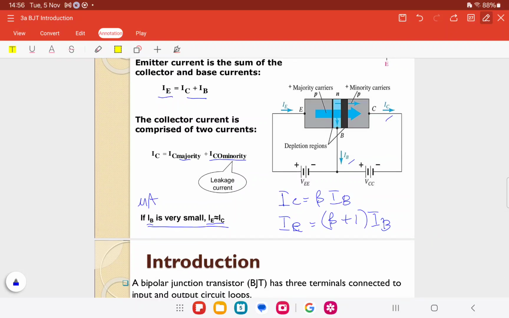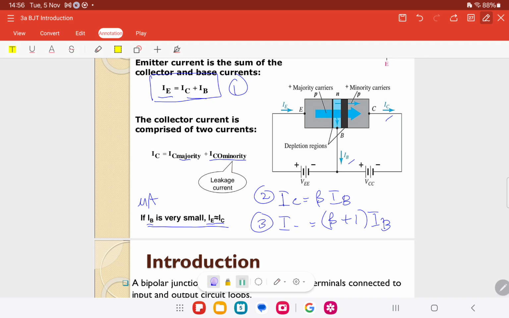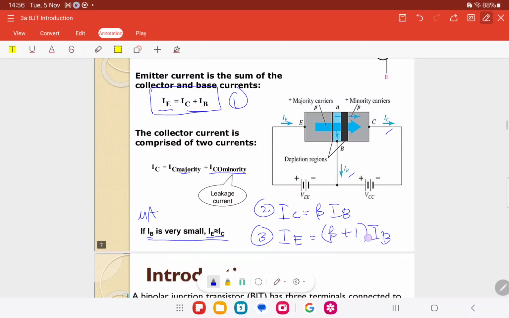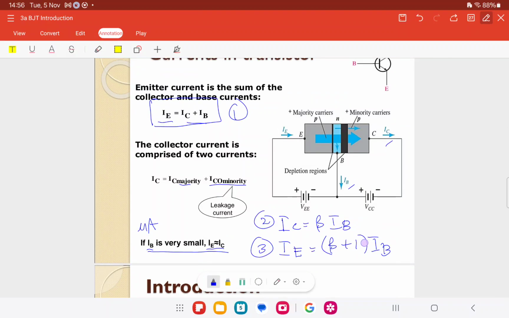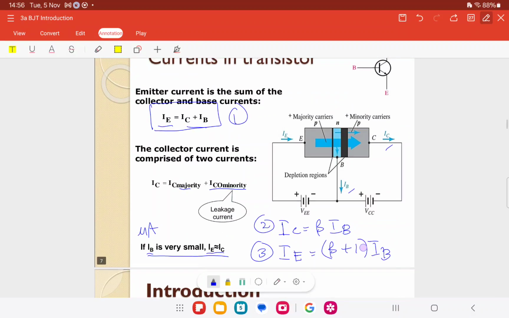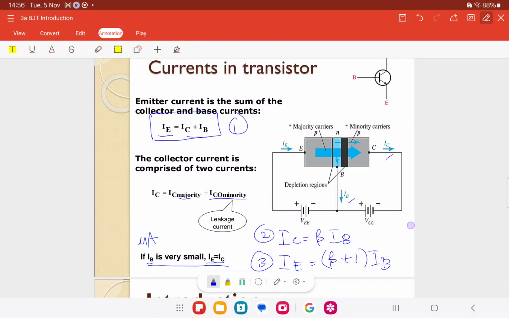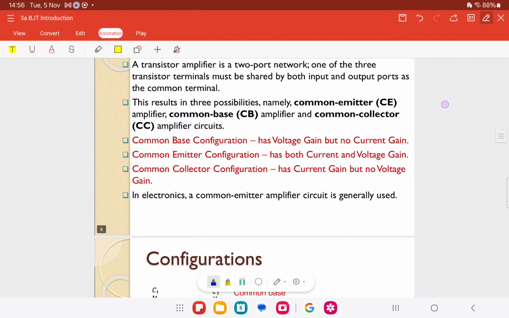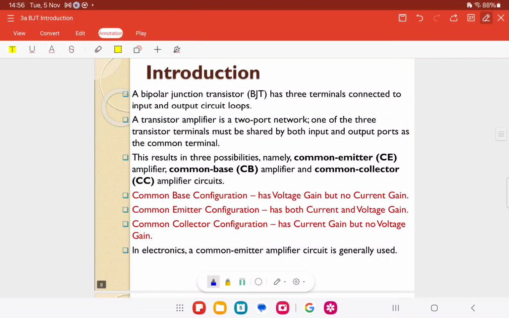Besides this one, these are 1, 2, 3. IE. Normally for DC analysis we write in capital letters. For AC, then we write in small letters. Okay, so what else?